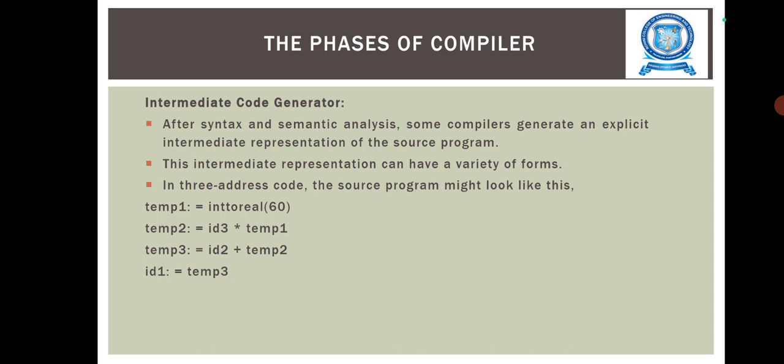After syntax and semantic analysis, some compilers generate an explicit intermediate representation of the source program. This intermediate representation can have a variety of forms. In 3-address code, the source program might look like this: temp1 equal to integer to real of 60, temp2 equal to id3 into temp1, temp3 equal to id2 plus temp2, id1 equal to temp3.